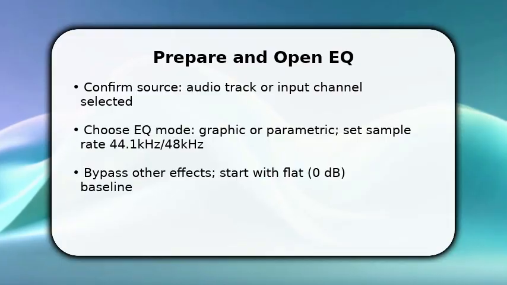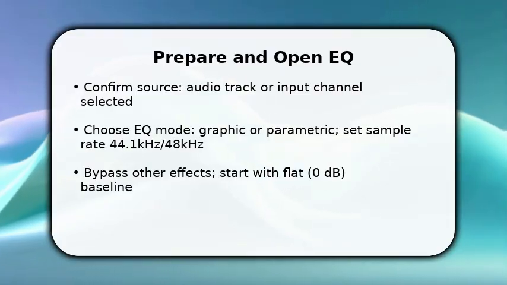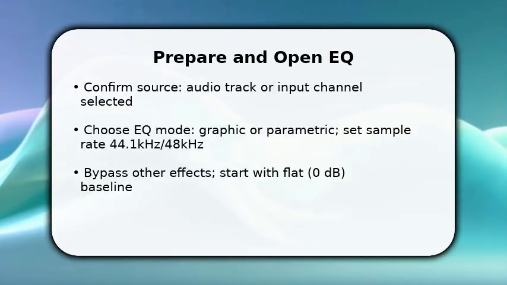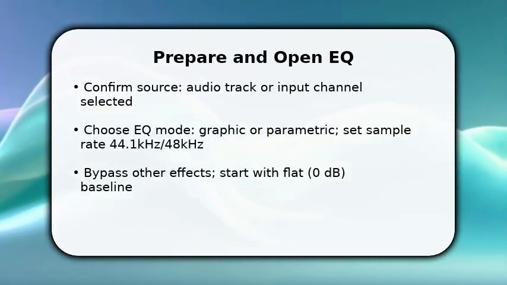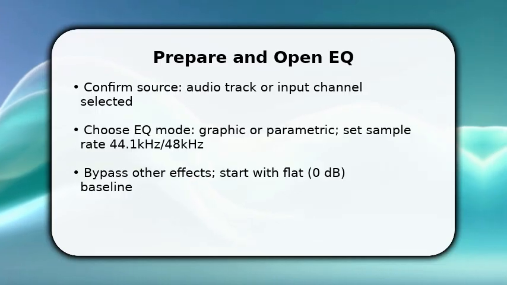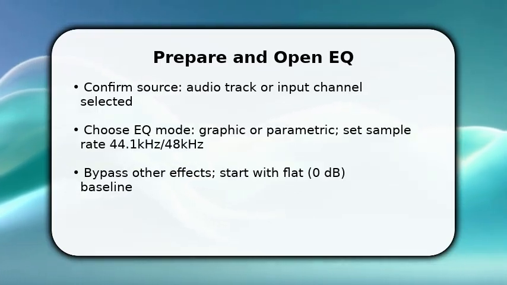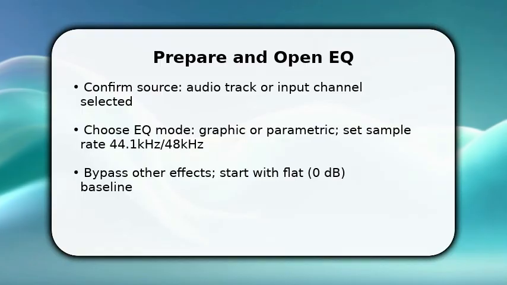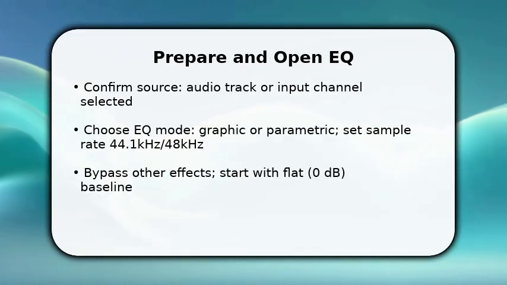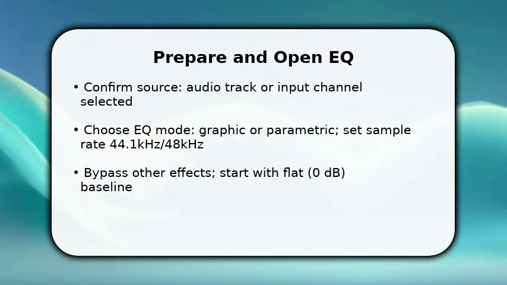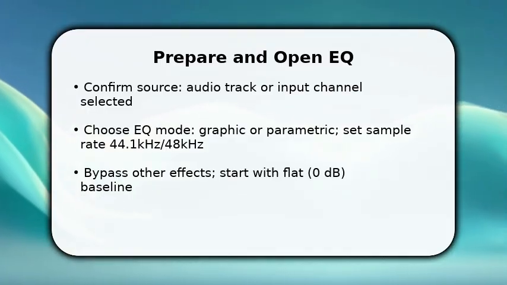Enjoy the video. You start by selecting the track or input you will EQ and choosing the EQ type, graphic for fixed bands or parametric for surgical control. Once done, set the project sample rate to match your source, typically 44.1 kHz or 48 kHz, and bypass reverb or compressors so EQ changes are isolated. Make sure the plugin is inserted early in the chain.